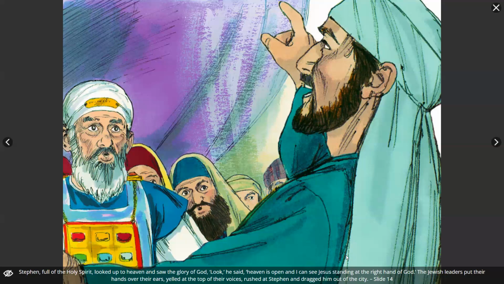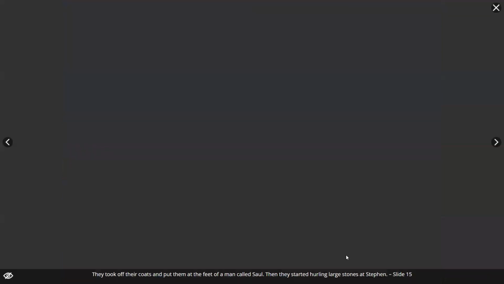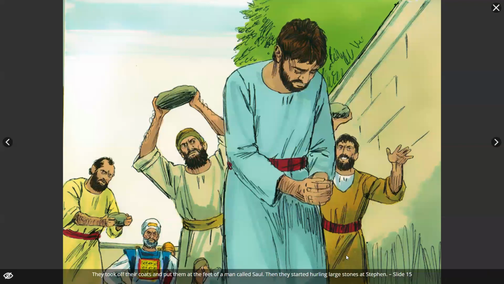The Jewish leaders put their hands over their ears, yelled at the top of their voices, rushed at Stephen, and dragged him out of the city. They took off their coats and put them at his feet. They took their coats and put them at the feet of a man called Saul. Then they started hurling large stones at Stephen. So Stephen was being stoned for his faith, right?